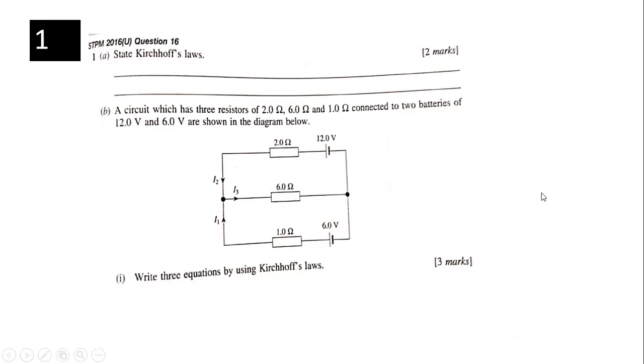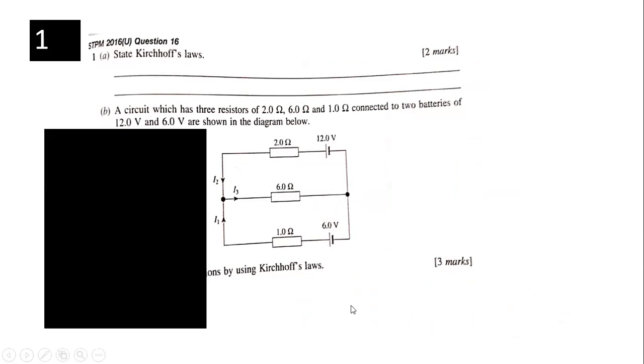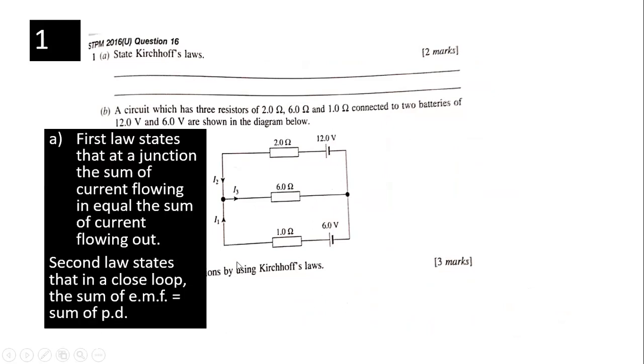Okay, as usual, you are given 2 ohm, 6 ohm, 1 ohm connected to 2 batteries. These are your 2 batteries shown in the diagram below. Write down the 3 equations. Okay, at the junction here, what's the first equation?